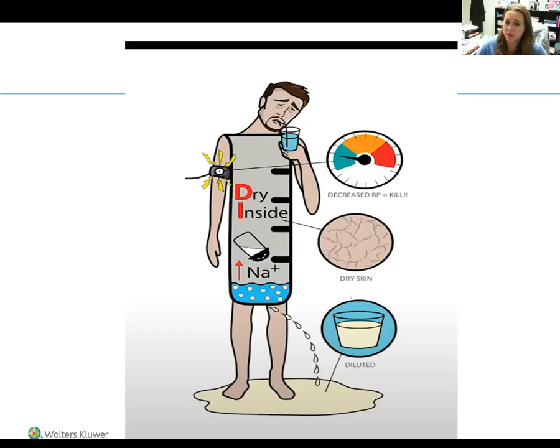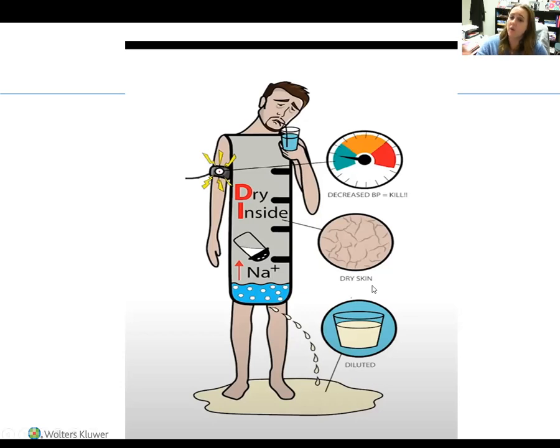So for diabetes insipidus, let's think of the 7 Ds of diabetes insipidus. The first D would be diurese. So we're diuresing like crazy. Drain fluid, we're going to have high urine output.